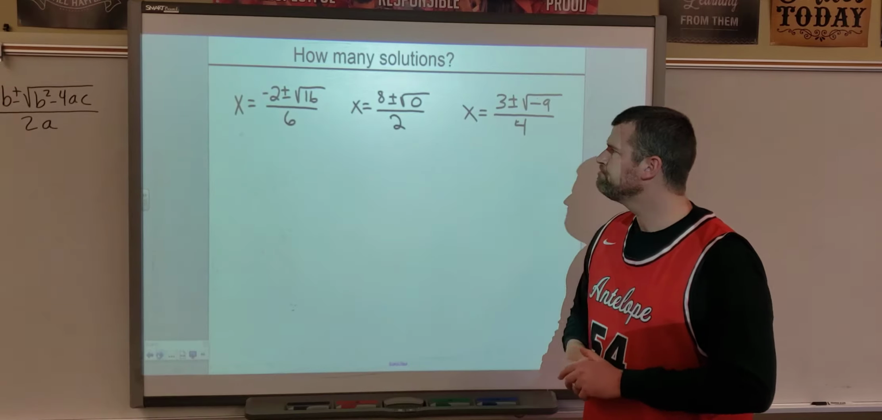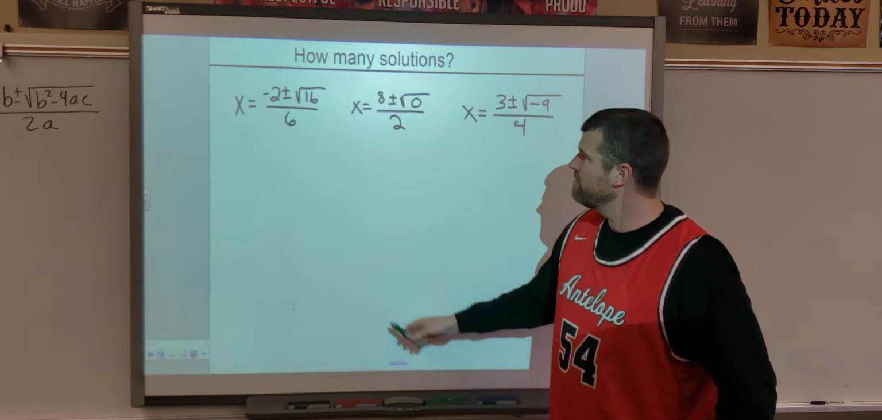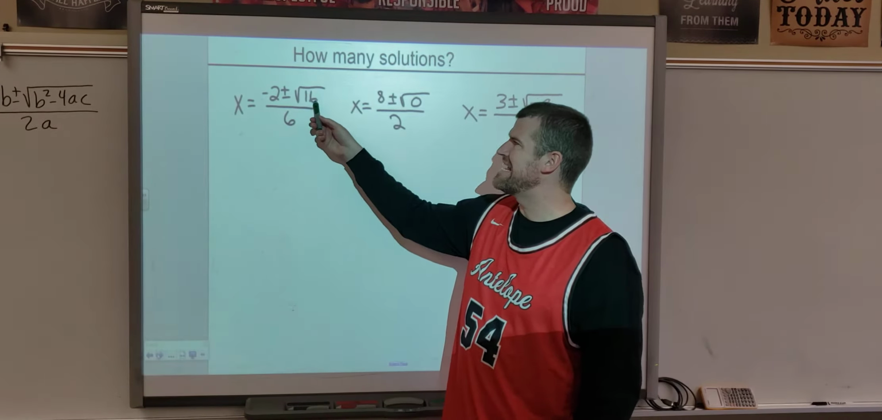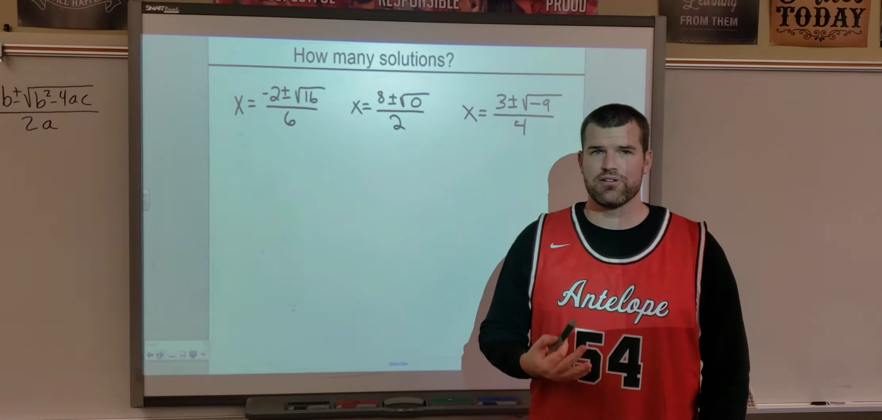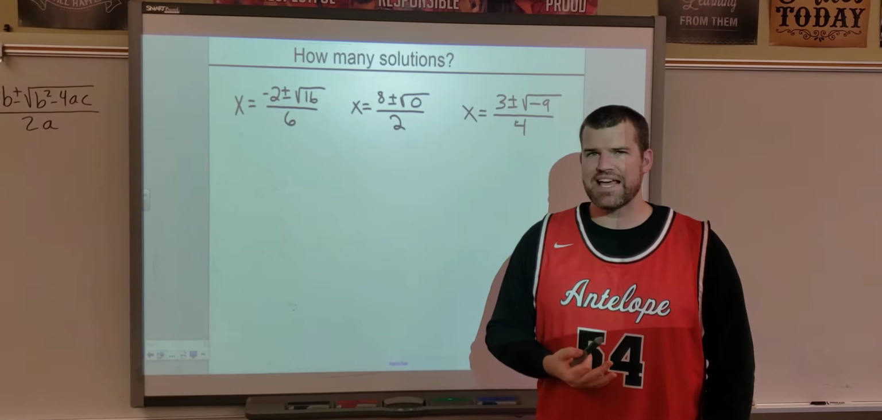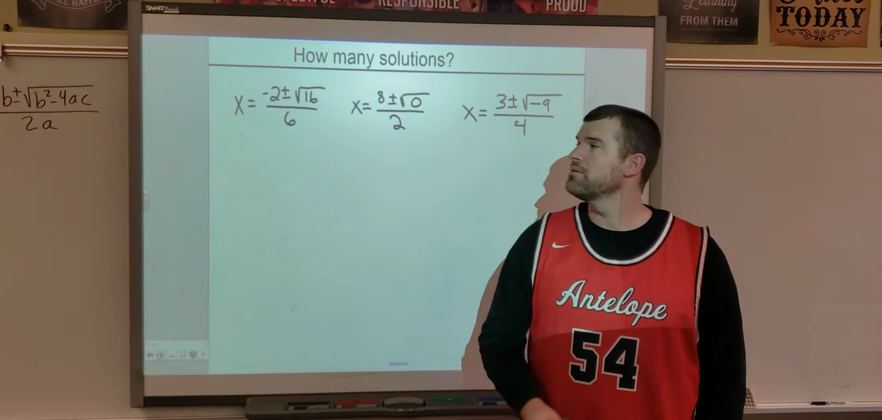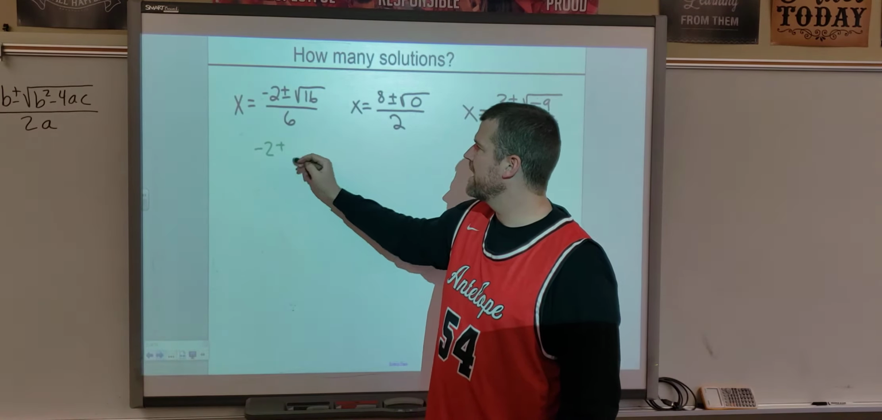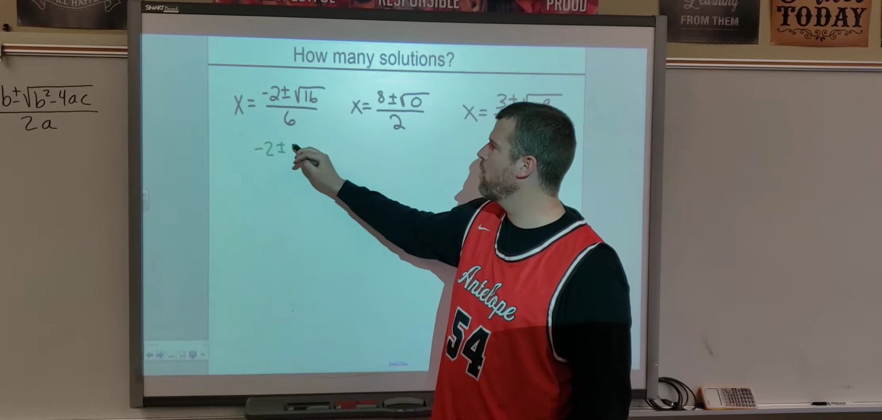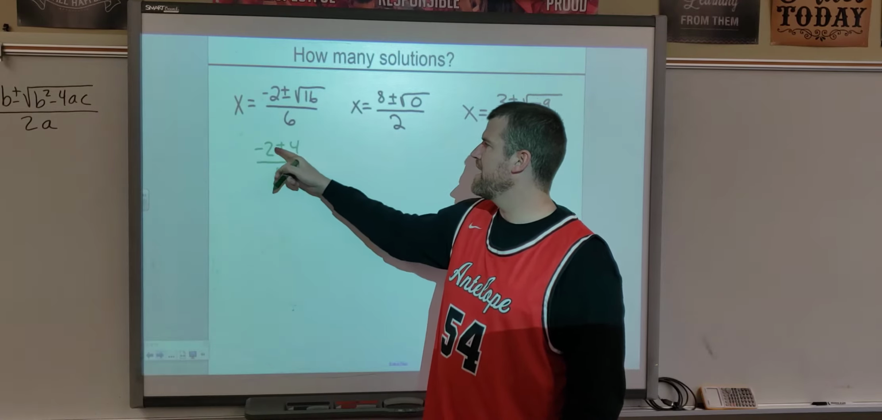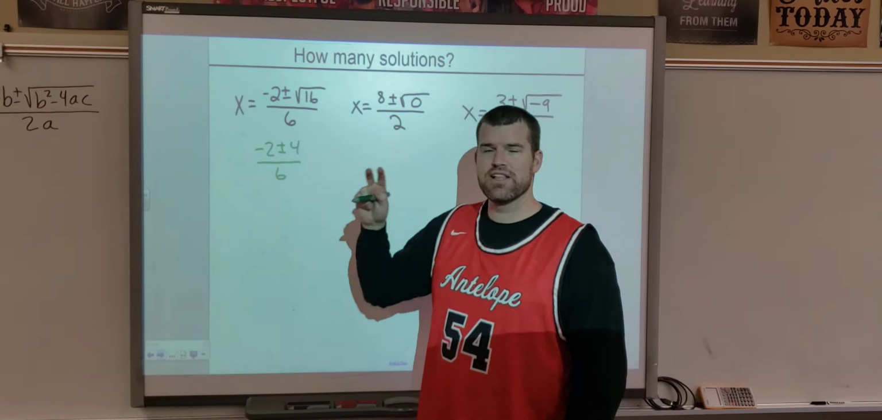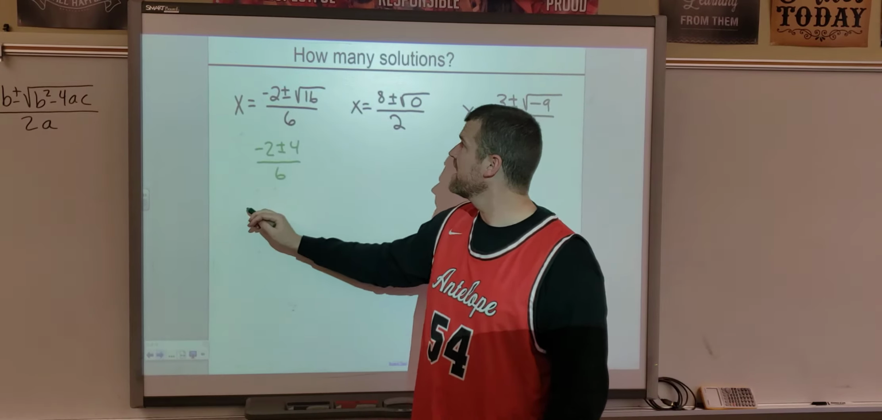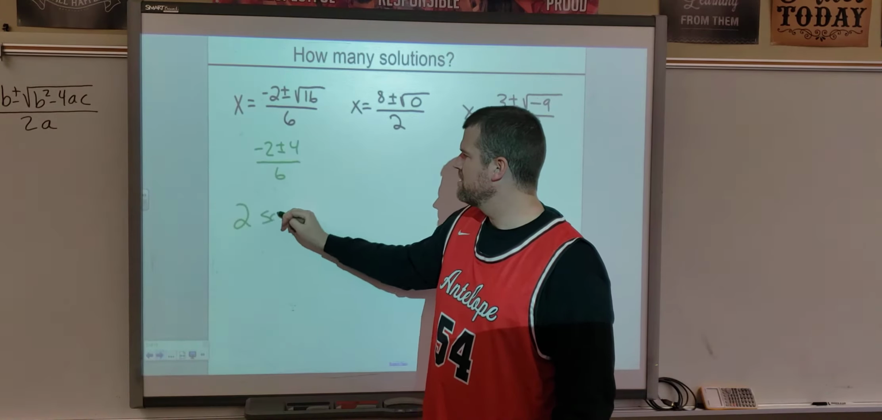halfway through the problem. If we have square root of 16, that's a positive number, right? How many solutions will we get? We'll get 2, because when I simplify that square root, I get plus or minus 4. So if I add 4 and subtract 4, that's going to give me 2 different answers. So we're going to end up getting 2 solutions.